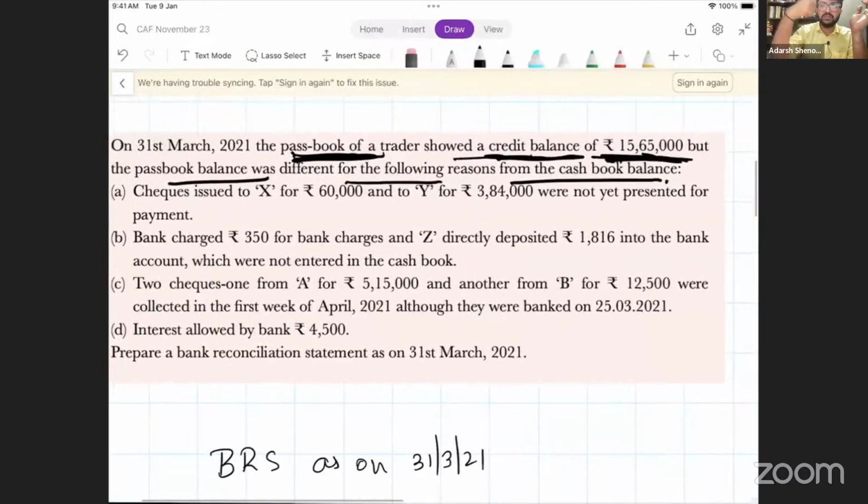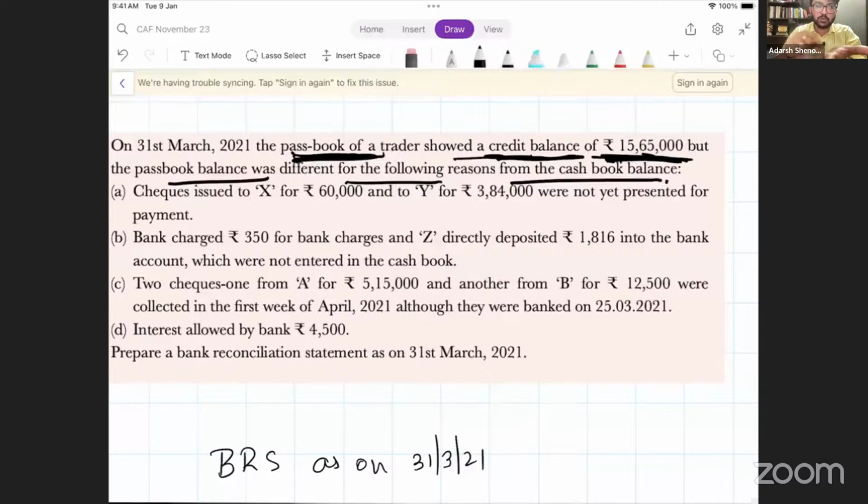That means we have given some check to them, but they have not taken it to the bank and they have not presented it for payment. That's what it means, right? So I have issued checks to X and Y, but they have not gone to the bank and presented it for payment. Which book has moved because of this? Which of these two books? I have the cash book and I have the passbook. Which book have we moved? Check issued means first, where do we record?